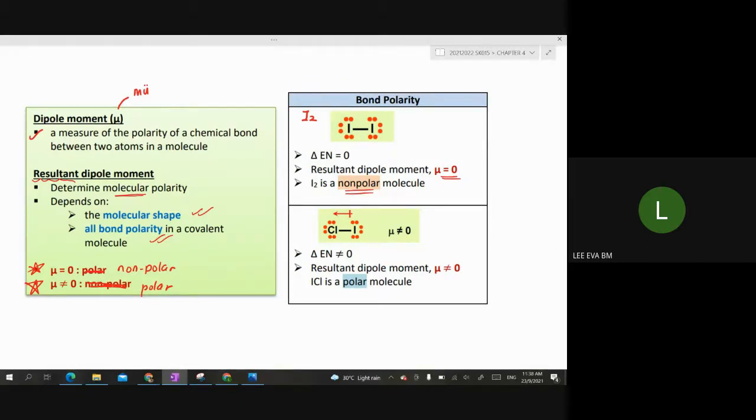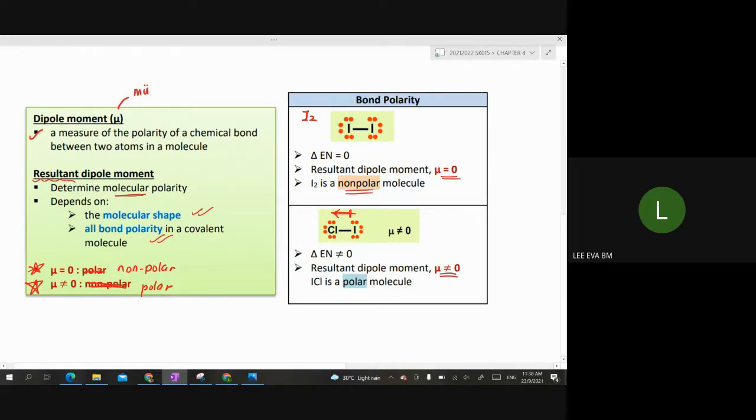Whereas when you have ICl, iodine and chlorine, they have differences in electronegativity. Dan kita kena lukis polar arrow ini. Siapa lagi elektronegatif, kepala dia hadap ke siapa. So in this case, chlorine is more electronegative, then the arrow will pointing towards the chlorine. So the resultant dipole moment will not equals to 0.